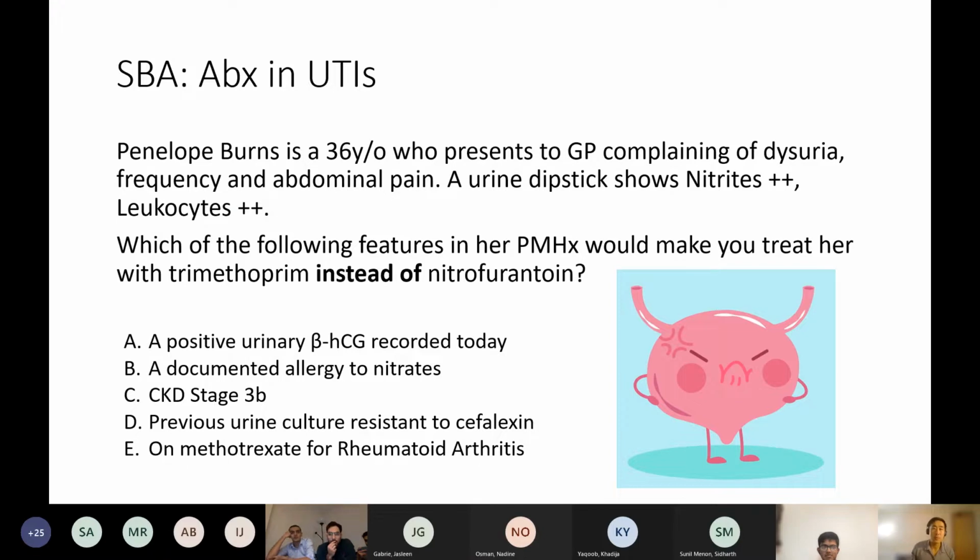So we've got Penelope Burns, who's a 36-year-old who presents to GP with your very classic UTI symptoms. Which of the following features in her past medical history would make you treat her with trimethoprim instead of nitrofurantoin? I.e., what would be a contraindication for nitrofurantoin? There is once again an option here that would make me cry.